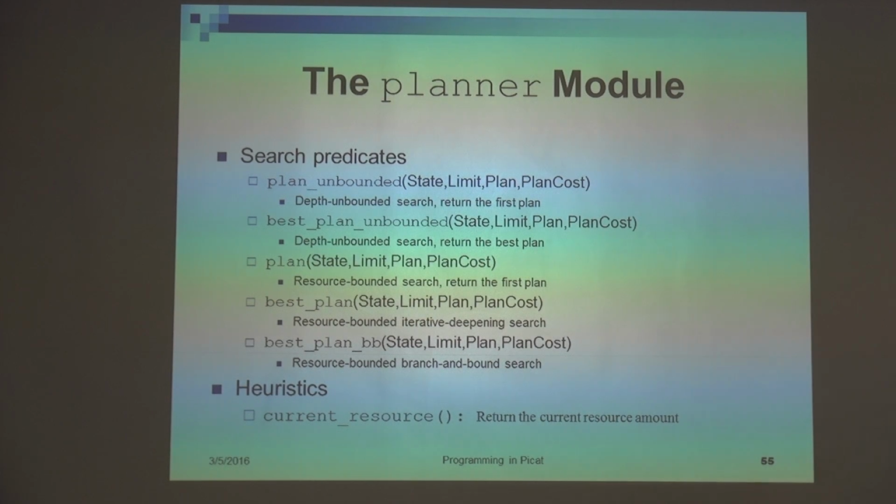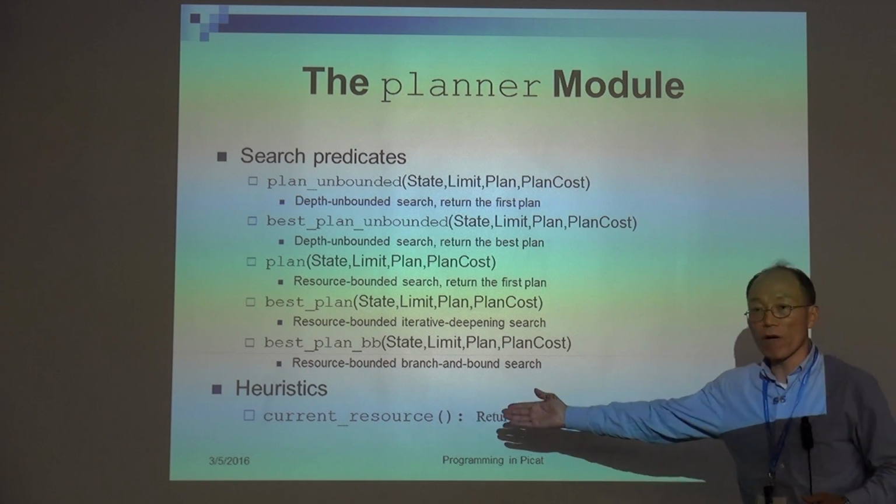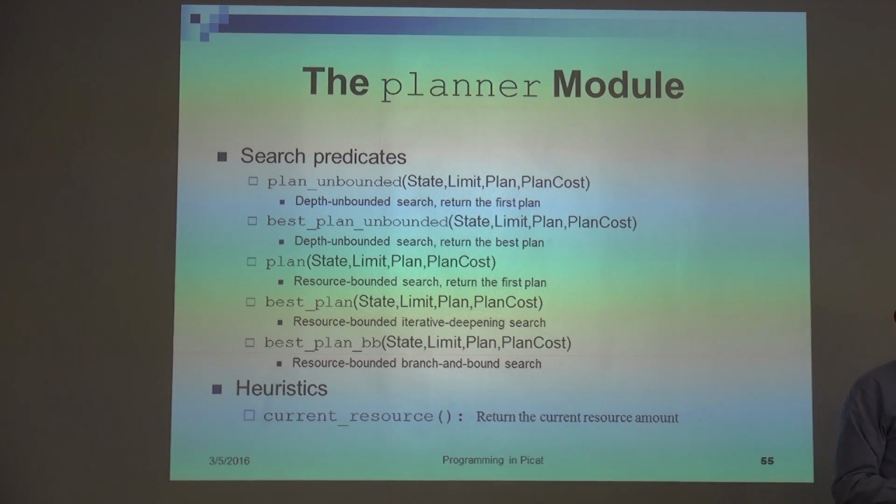You can do unbounded search. You can do iterative deepening search. You can also do branch and bound search. And also you can use heuristics. So during search, you can use this function to retrieve the current amount of resource, and then you can compare the amount with the heuristic value.